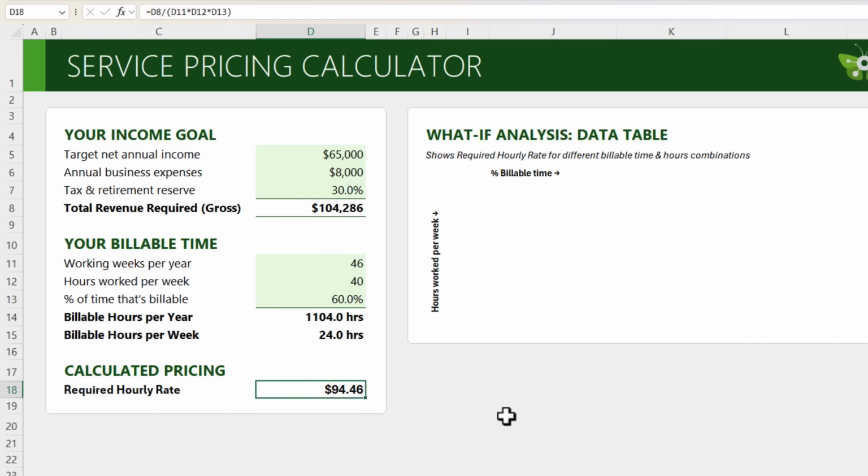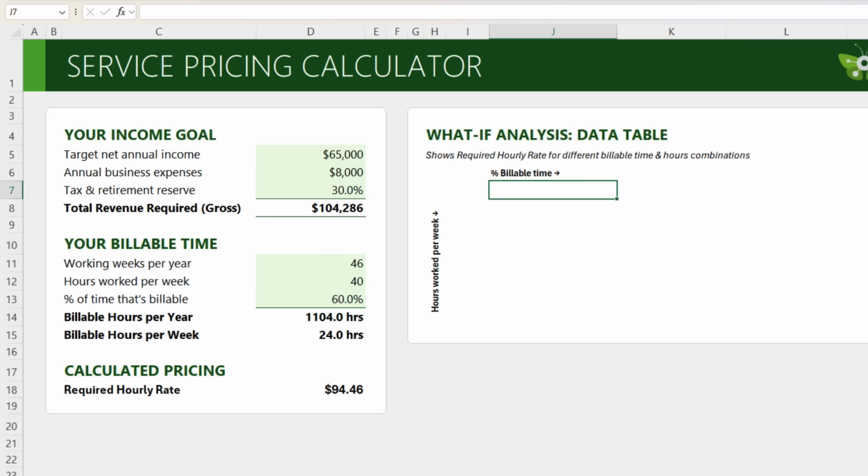The required hourly rate is heavily influenced by two assumptions: how many hours we work per week and how much of that time is actually billable. And this is where a what-if analysis data table is perfect. Data tables let us compare a whole range of possible scenarios side by side so we can see the pattern instead of focusing on just one result. In this example, I want to see how the hourly rate changes based on two key variables: the number of hours worked per week and the percentage of time that's billable.